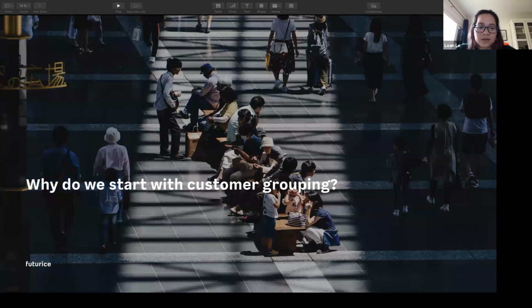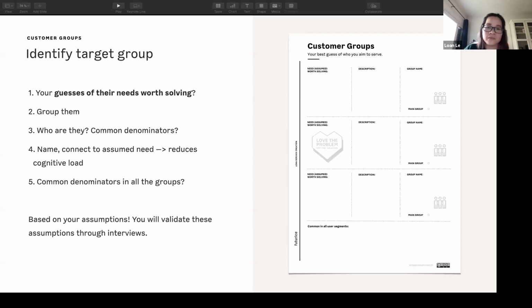Because there is no such thing as one solution fits all, and you cannot or should not aim to please everyone with your product, at least not in the beginning when you start. So you need to know where you want to focus. Customer grouping can help you identify your most and least potential customer group, based on which you can direct your resource and effort along the process. So, to the canvas.